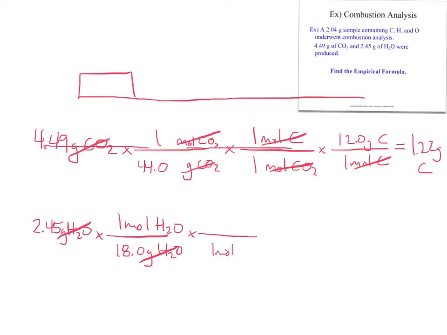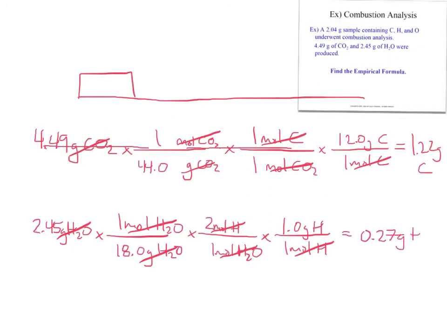Now, 1 mole of H2O, we are looking for hydrogens. And how many moles of hydrogens is there in 1 mole of water? Well, it's H2O. That means there's 2 moles of hydrogen for every 1 mole of water. And 1 mole of hydrogen weighs in at 1 gram of hydrogen. So that means our initial sample had 0.27 grams of hydrogen in it. So it had 1.22 grams of carbon and 0.27 grams of hydrogen.